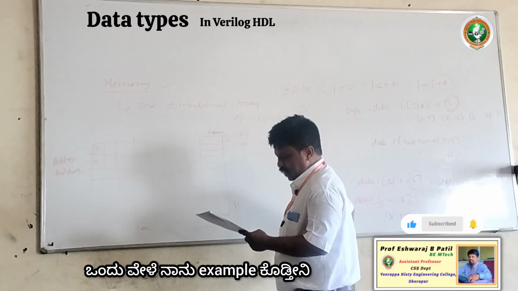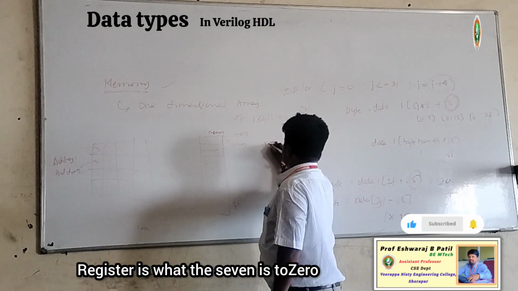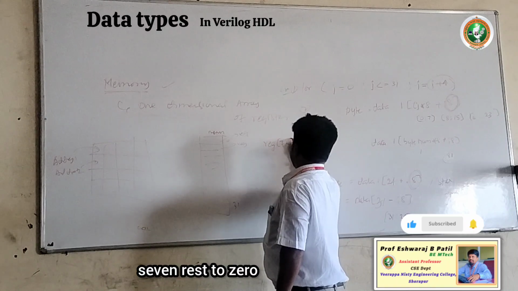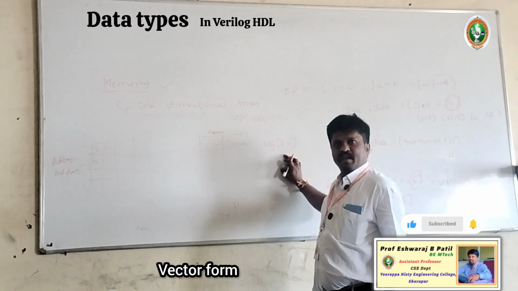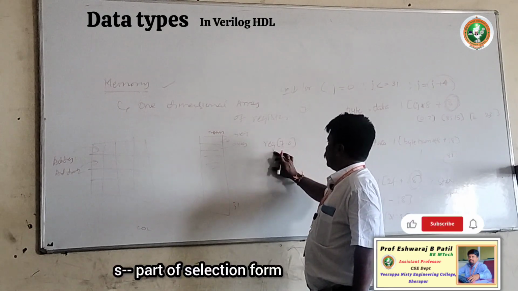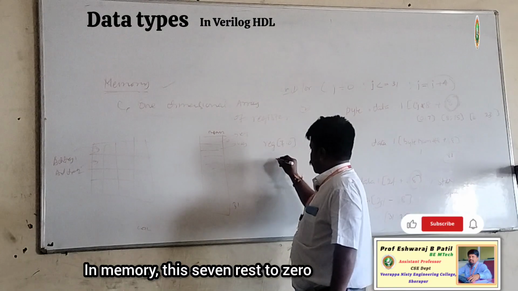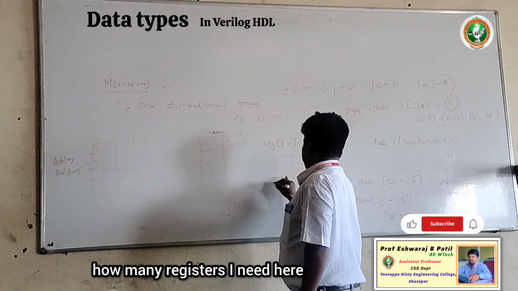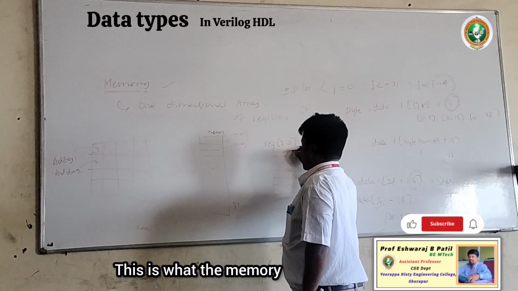If I give an example, now 7:0 register is what the 7:0. This is what the registers of the vector form only, the vector form which has the part selection form 7:0. To write this memory, what should we do, we have to declare the memory like that. How many registers do I need here? 8 registers I need here, 0 to 1. This is what the memory.